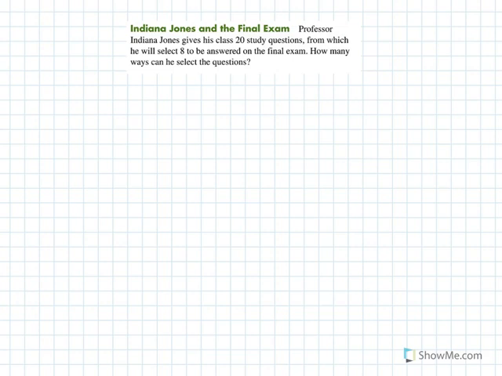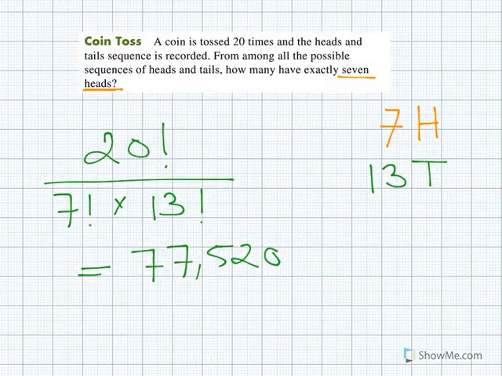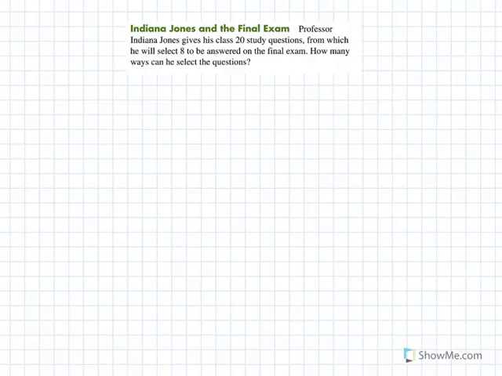All right, next question is pretty straightforward. It's like a choice kind of situation. So let's go back. So it says Indiana Jones and the final exam. Professor Indiana Jones gives his class 20 study questions. So you have 20 study questions, 20 study questions from which he will select only 8 to be answered on the final exam. How many ways can he select the questions?